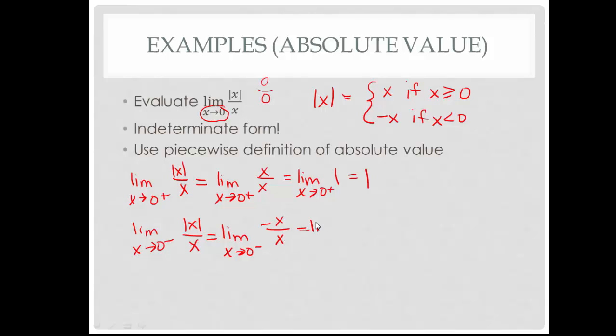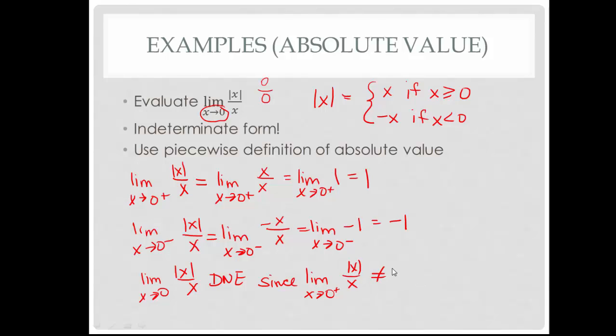So when we simplify this time, negative x divided by x, we don't get 1, we get -1. But it's still a constant, and the limit of a constant is the constant, so it's -1. Notice there's a disagreement between the left and the right-hand limit. Therefore, the limit as x approaches 0 of the absolute value of x over x doesn't exist, since the limit as x approaches 0 from the right was not equal to the limit from the left. So that's how you deal with absolute value limits.